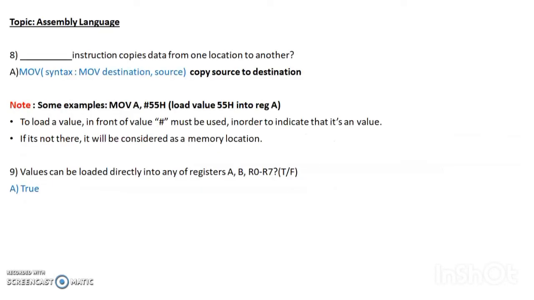Topic number 3, assembly language. Dash instruction copies data from one location to another location. The answer will be move. The move instruction copies the data from one location to another location.